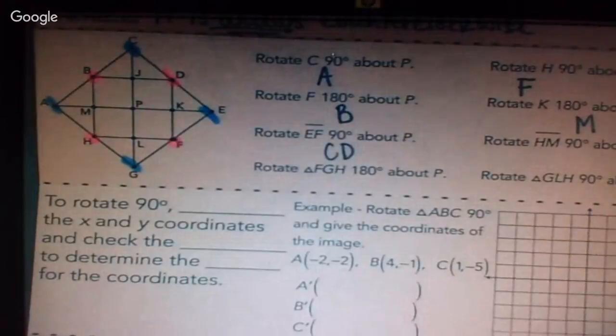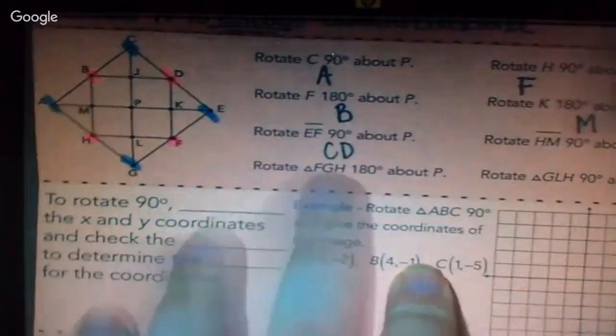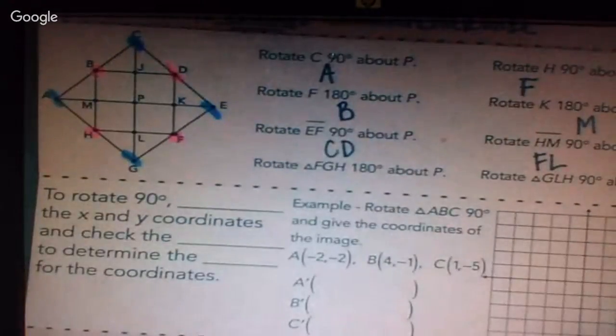Okay. H to M. It's this little section right here. H to M, and we want to go 90 degrees. F to L. Fantastic. Is the direction starting to click a little bit better?